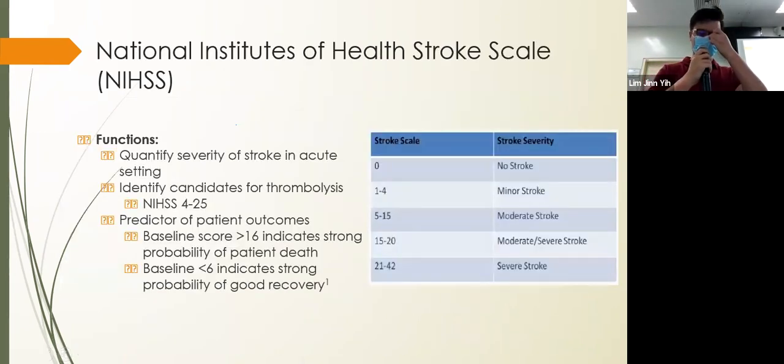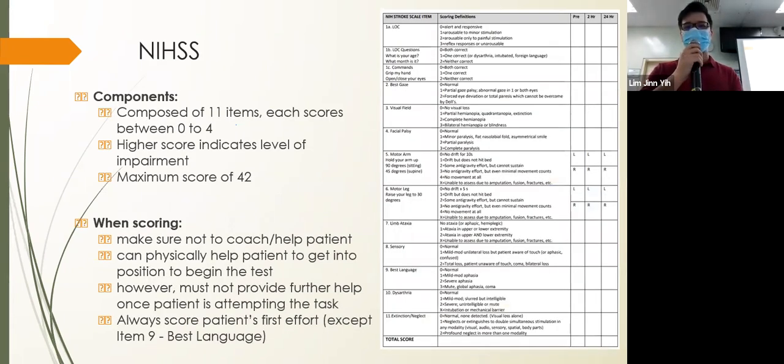There's this NIHSS score, the National Institutes of Health Stroke Scale. It has 11 items for us to score, which basically lets us know how severe the stroke is. If the NIHSS is too minor or too severe, outside 4 to 25, the patient is not a good candidate for thrombolysis. It can also predict patient outcome. If it's more than 16, then it's a worse outcome. There are 11 components, each scored between 0 to 4. A higher score means a higher level of impairment.